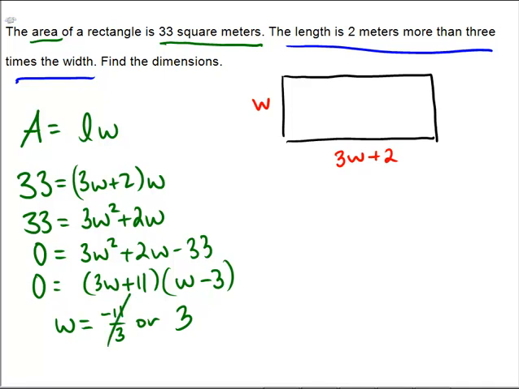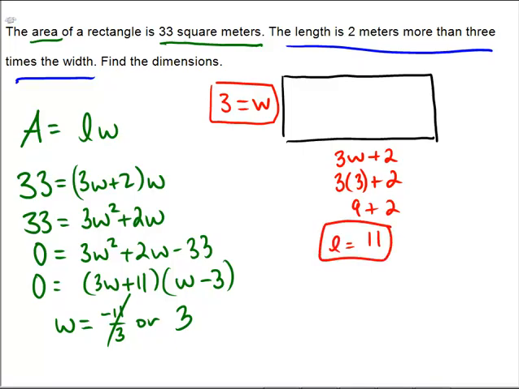but of course it can't be a negative value since it's a width, so the width will be equal to 3. So coming back up to our dimensions here, it looks like our width on the left is equal to 3, the width is 3, and what is the length? The length is 3 times 3 plus 2, 9 plus 2, or the length is equal to 11.